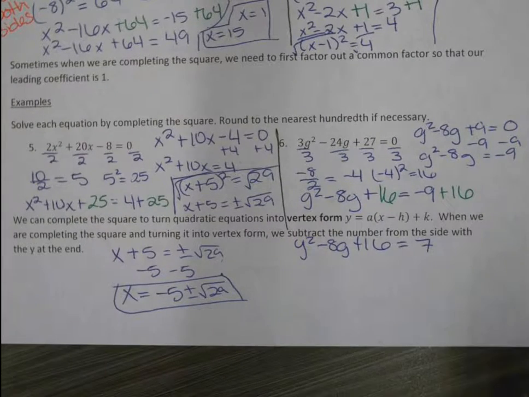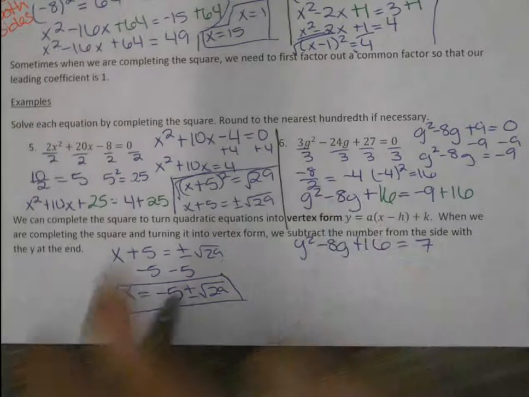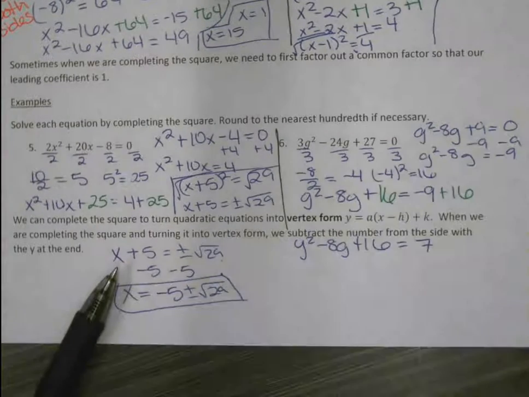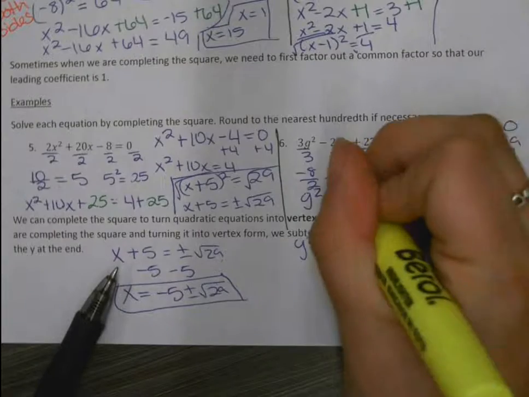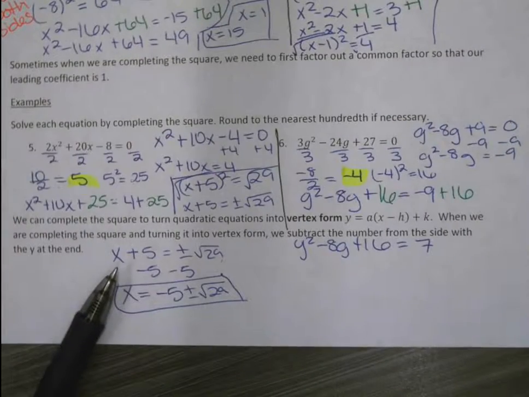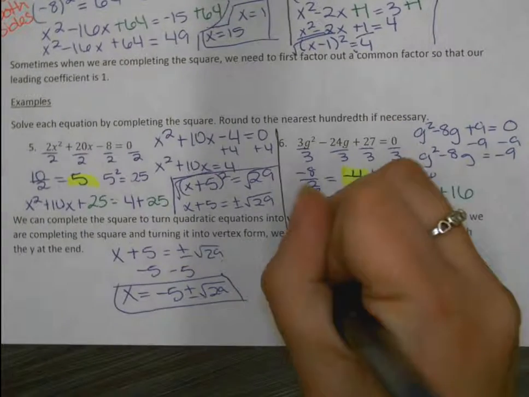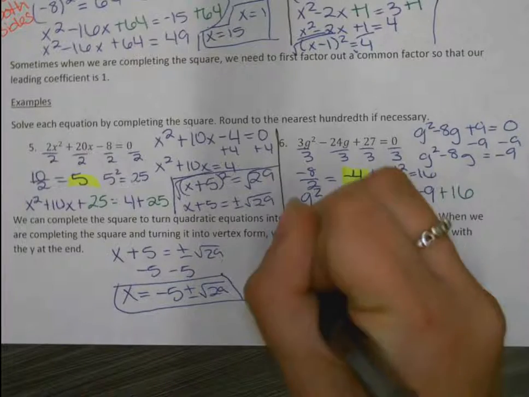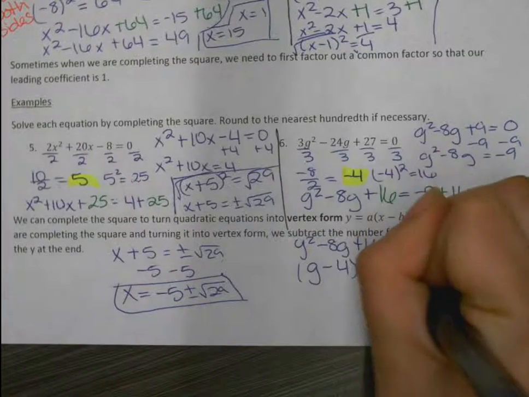Negative 4 multiplies to 16 and adds to negative 8. It's always this number. It will always be this number that I found. Okay, so then it's going to be g minus 4 squared equals 7.